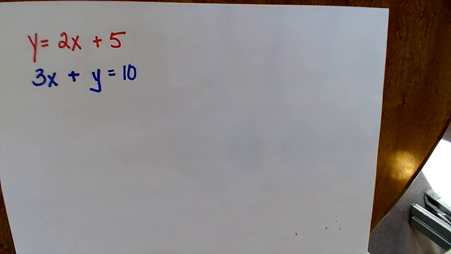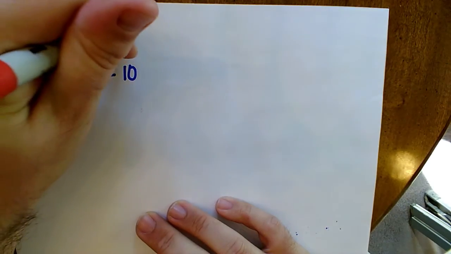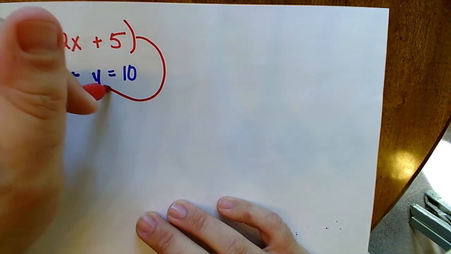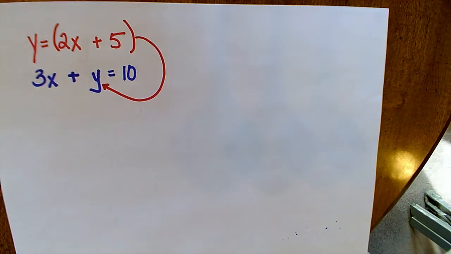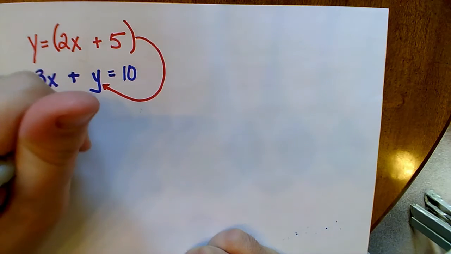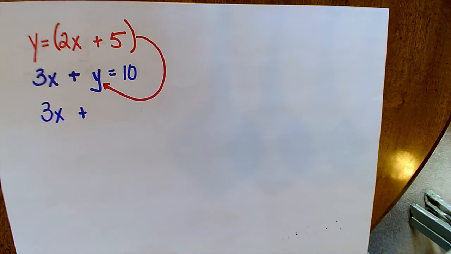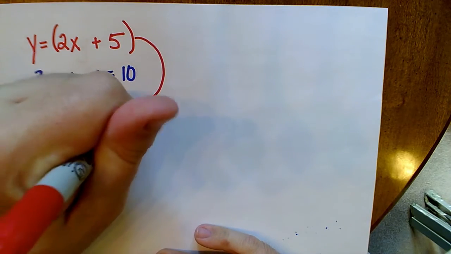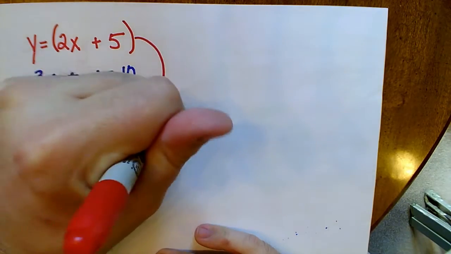In this equation right here, what does y equal? Well, y equals 2x plus 5. So every place I have a y, I'm going to replace that, substitute it in, with 2x plus 5. See what that looks like. We're going to have 3x plus 2x plus 5 equals 10.